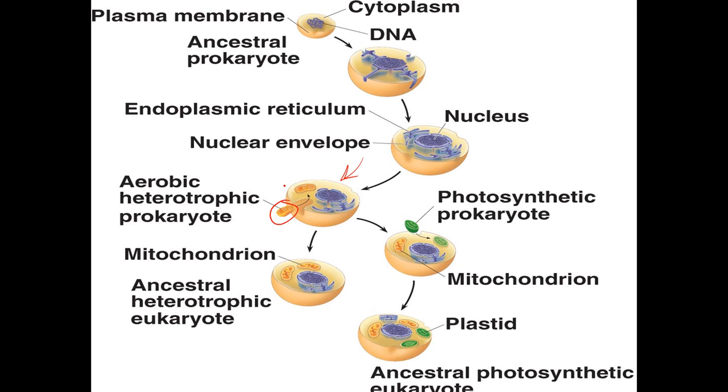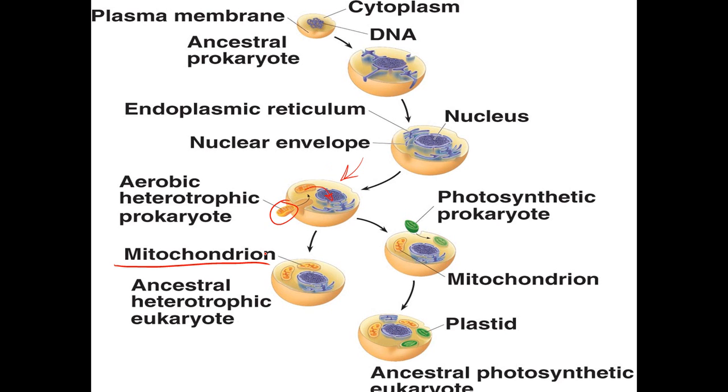Now, remember, it could do cellular respiration and produce ATP for the cell. Over time, some of the genes from this little prokaryote were transferred to the nucleus. And so it no longer was an independent cell and became an organelle we know as the mitochondrion.